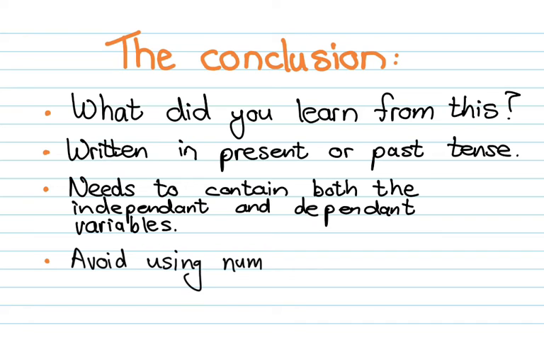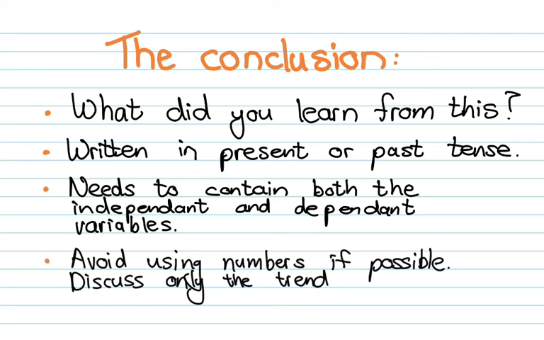And there's an additional bullet here. With the conclusion, try to avoid numbers if possible. Okay? Only discuss the trend. Numbers usually have to do with results. And we're not asking for the results of the experiment. We're asking for the conclusion. What did you learn? So let's have a look there.